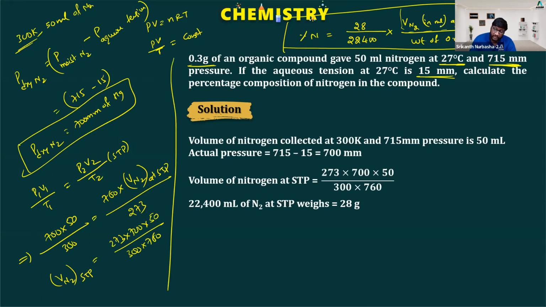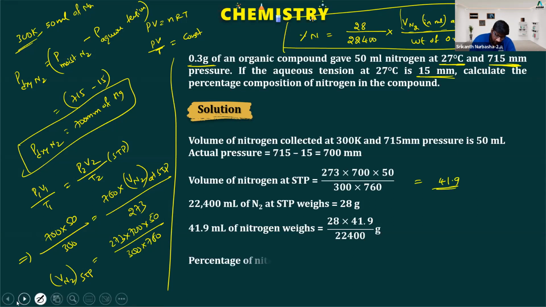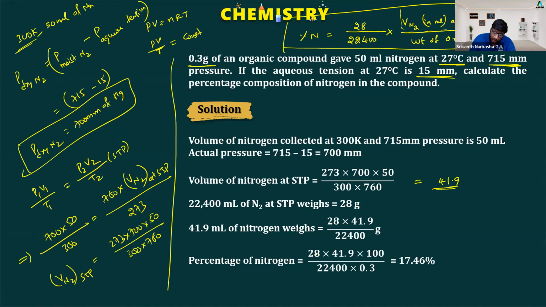And we know the formula, right? Everything is known in the formula, just substitute it. If you calculate, you will get a volume of 41.9. So the percentage of nitrogen is equal to 28 divided by 22,400 into 41.9 divided by the weight of the organic compound, 0.3, into 100. That is 17.46%. You do the calculation, check it out.